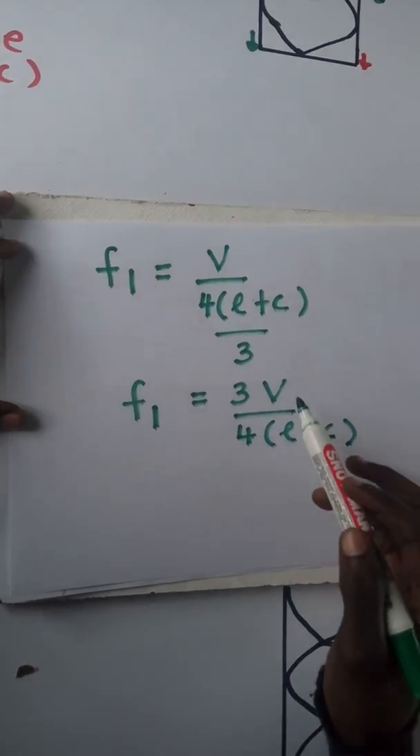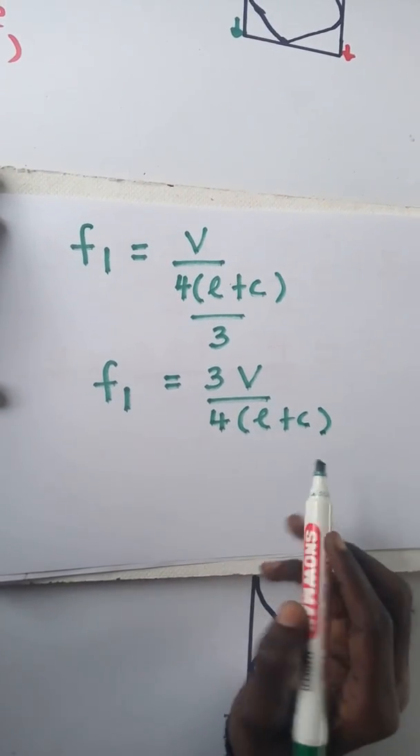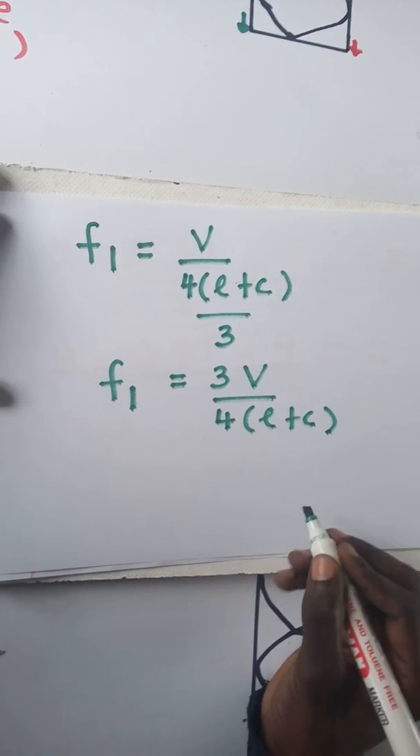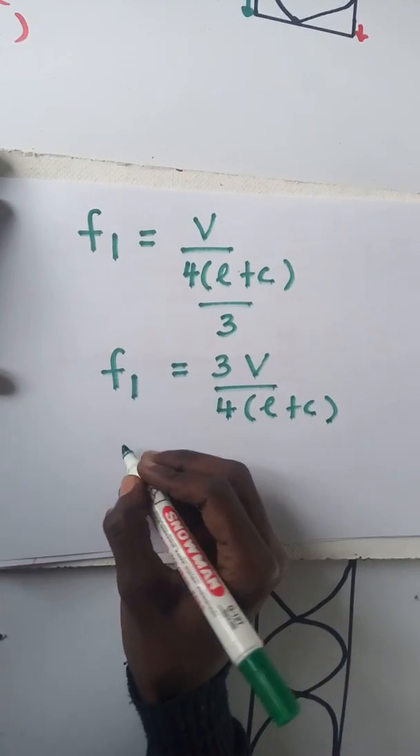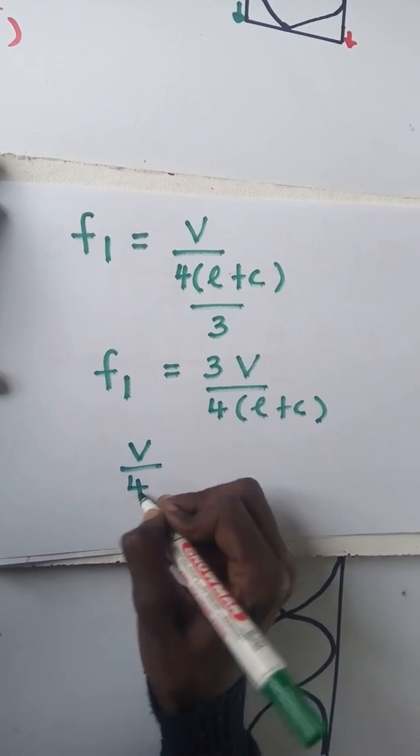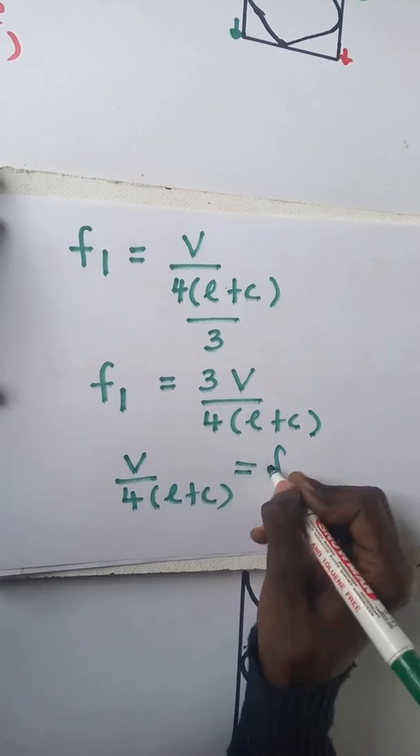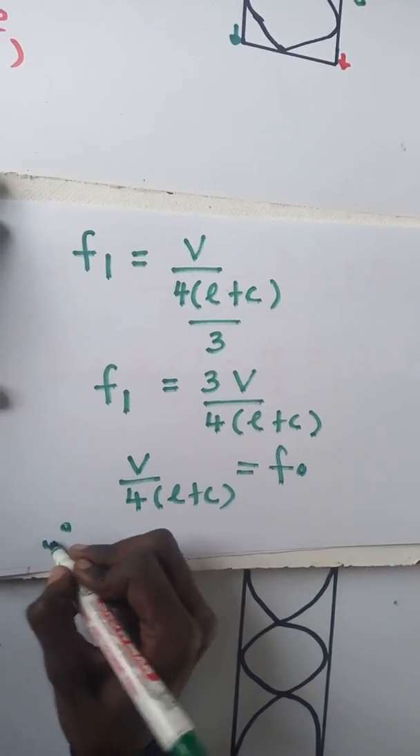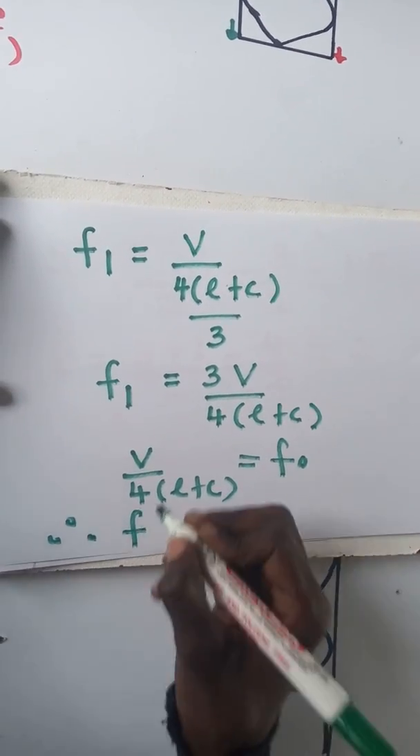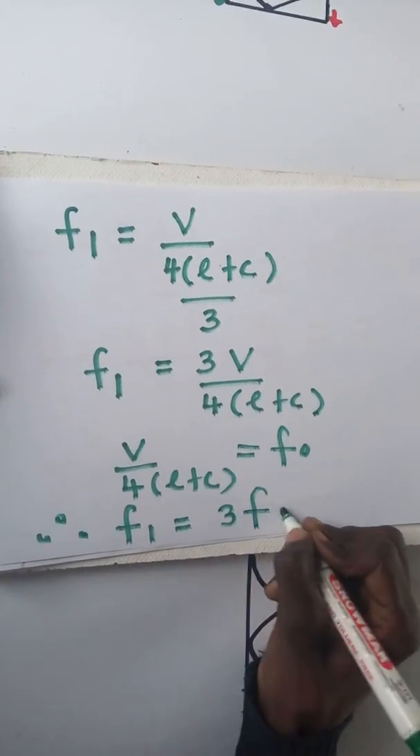But velocity over 4 (L plus C) is equal to the fundamental frequency. Therefore, this V over 4 (L plus C) is equal to the fundamental. Therefore, frequency of the first overtone is equal to 3 times the fundamental.